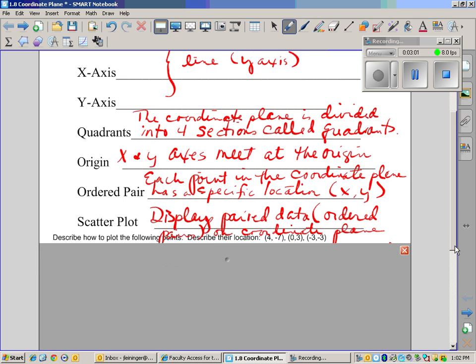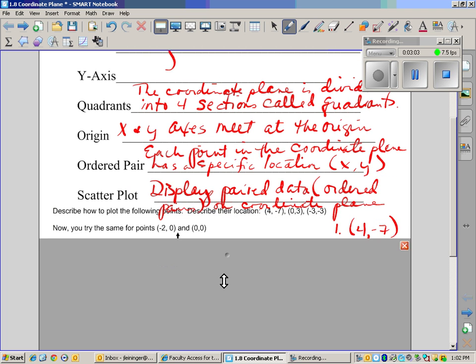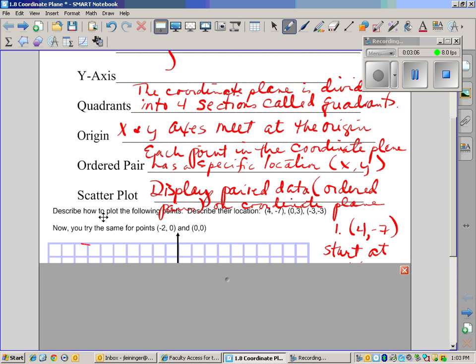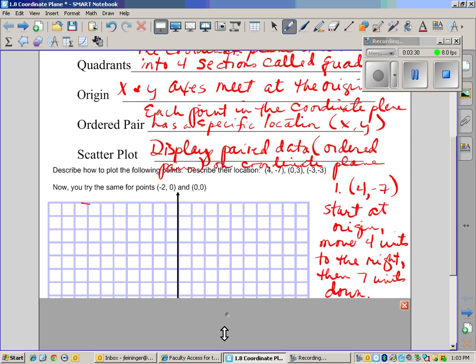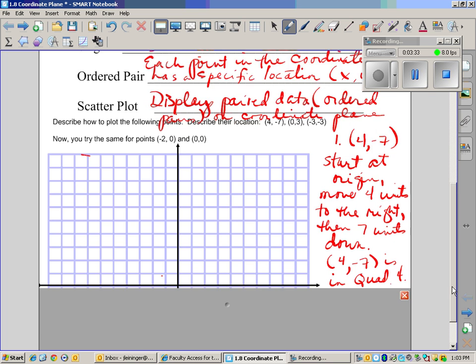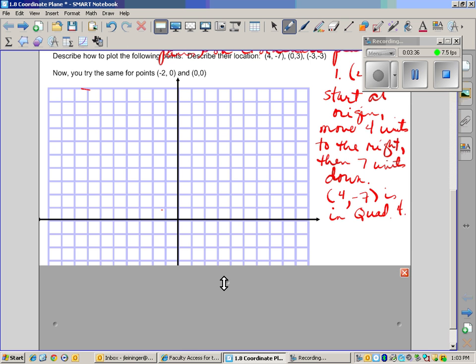So now the next thing I want you to do is to look at our example of describing, if you can follow this blinking cursor, describing how to plot these 3 points and then describe their location. I've actually written it out for the first one, the ordered pair 4, -7. If you were having to describe to somebody how to plot that point, you would say you start at the origin. Everybody knows where that is. That's in the middle where the x and the y axes meet. You start at the origin.